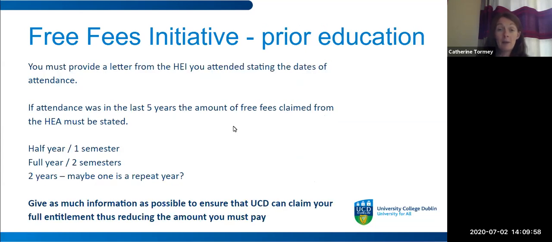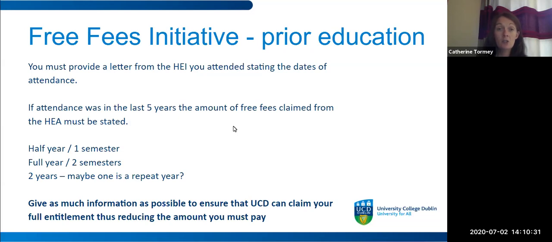If you have had some prior HEI attendance, then you should get a letter from that HEI stating the dates when you attended. If the attendance was in the past 5 years, the amount of free fees claimed from the HEA must be stated. And that's really in your best interest to get as much information into that letter as possible. So if, for example, you attended but only attended 1 semester and not 2 semesters, make sure it's stated that your free fees entitlement for 1 semester only was drawn down.